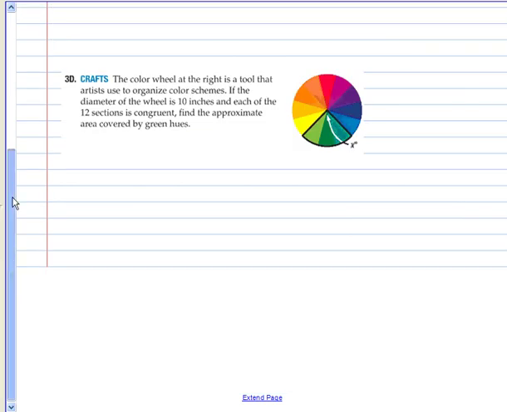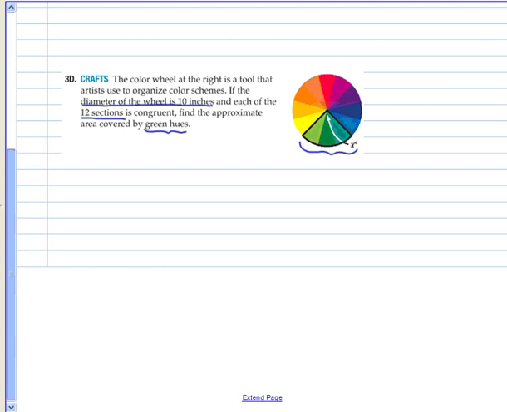The color wheel at the right is a tool that artists use to organize color schemes. If the diameter of the wheel is 10 inches, and each of the 12 sections is congruent, find the approximate area covered by green hues. In case you don't know, they put a nice little black line around the color green.